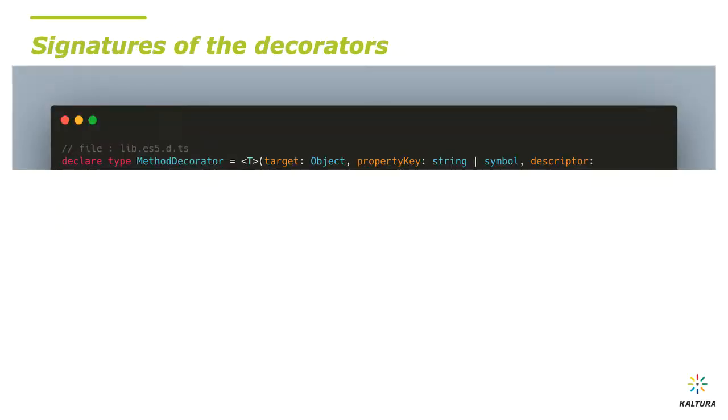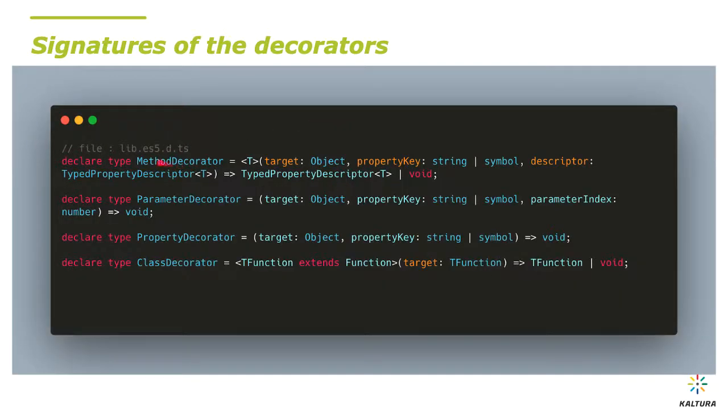TypeScript signatures, typing for the decorators. As you can see, we have a method decorator, okay, that accepts target, an object, property key that can be string or symbol, and descriptor, it's typed PropertyDescriptor. Property decorator is a little bit different, okay? It accepts target and property key, the name of the property, but does not have descriptor, just because the decorator evaluates in the compilation time, and in compilation time, all properties are undefined.